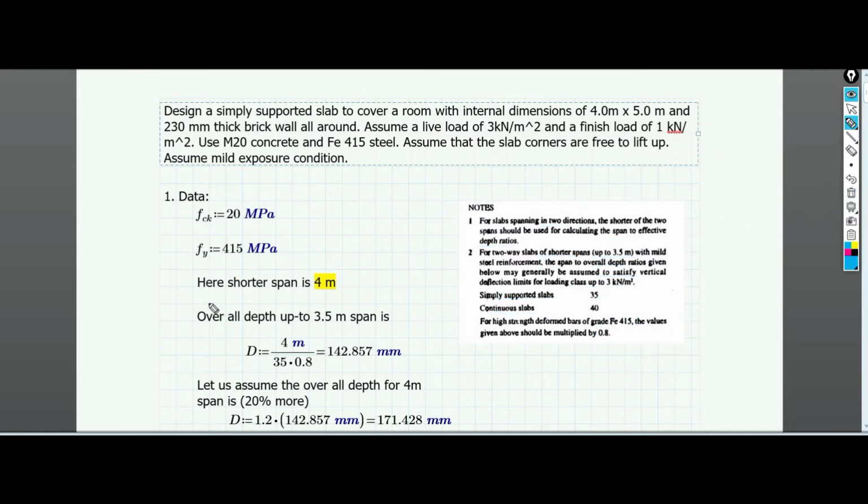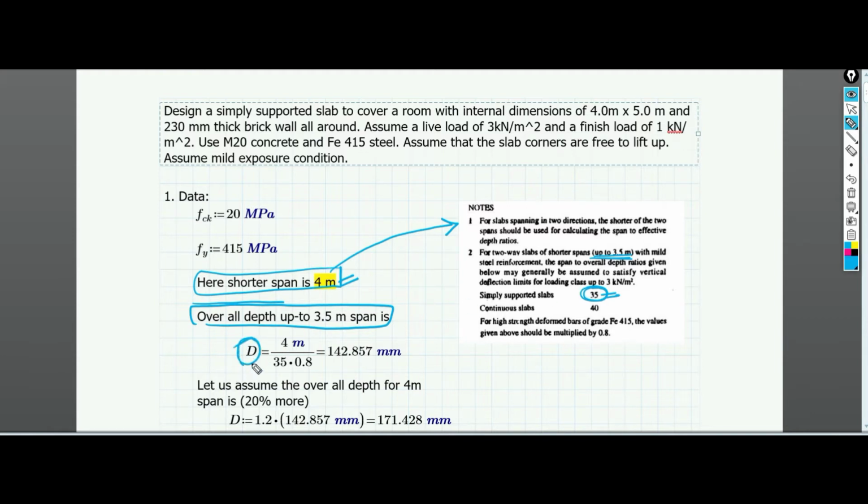So here you can see that this 35 is only for up to a span of 3.5 meter, but here the shorter span is 4 meter. Why have we taken the shorter span? According to this note 1. For 3.5 meter it is 35, but our length is 4 meter, so we have to reduce this value. So first, considering 35, let's find out the depth.